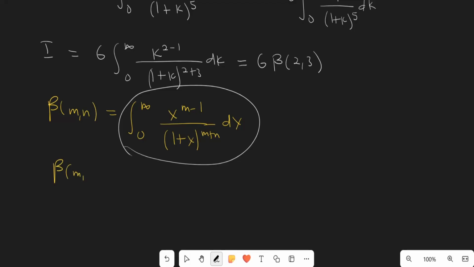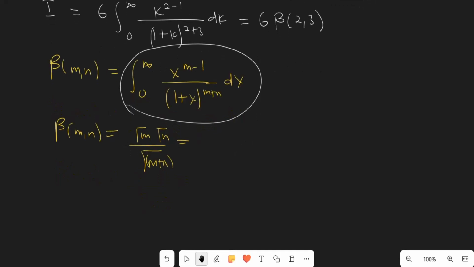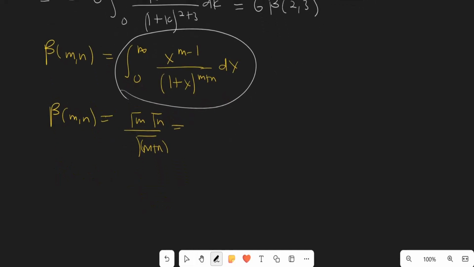And we can use a gamma representation of the beta function. This is very famous in my videos. Beta of m and n is gamma m, gamma n divided by gamma of the sum m plus n. Using the definition for gamma, this is m minus 1 factorial if they are positive integers, times n minus 1 factorial, divided by m plus n minus 1 factorial.